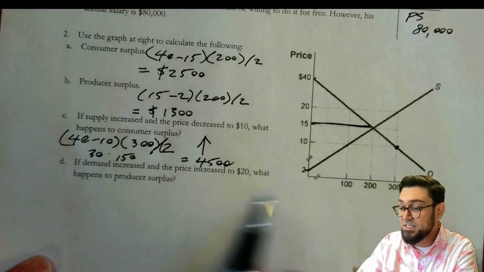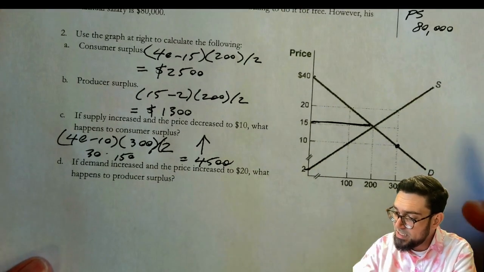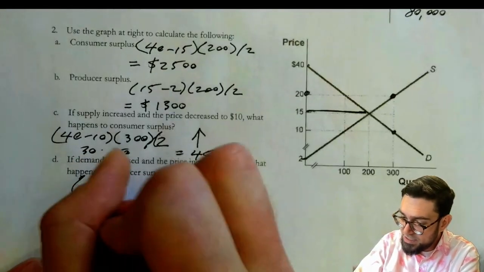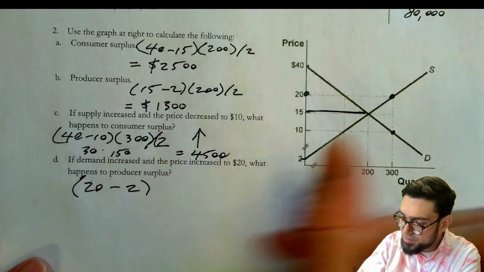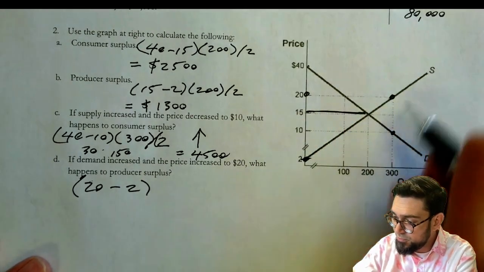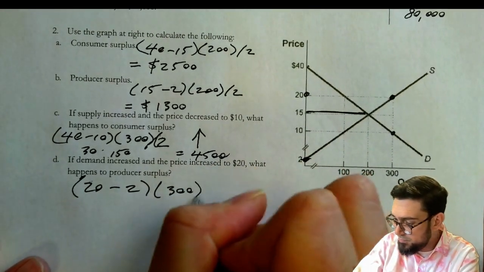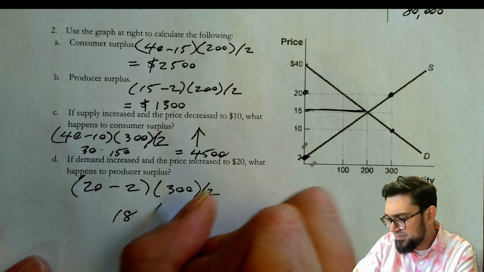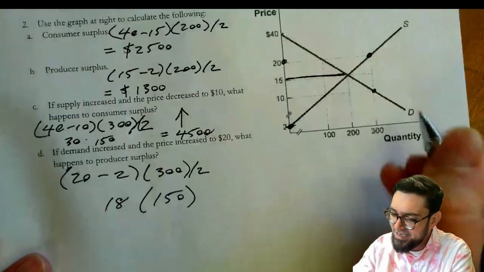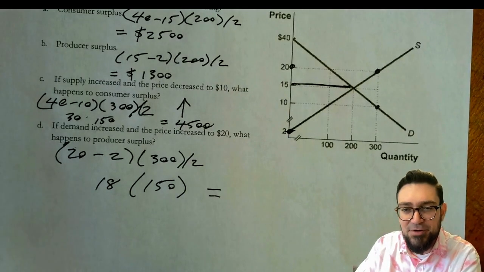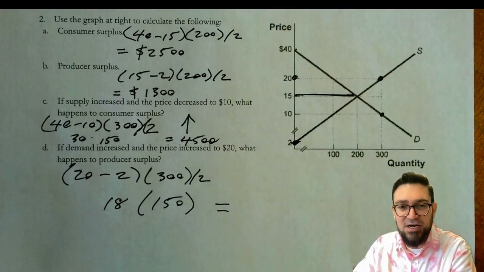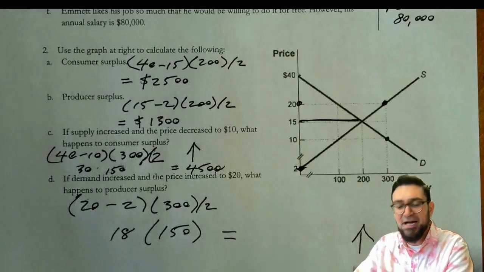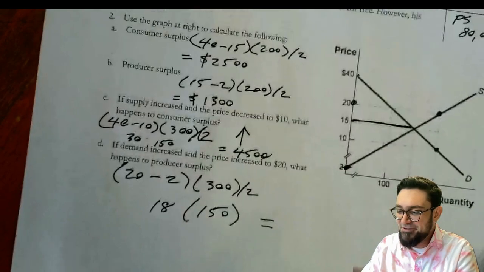If demand increased and price increased to 20, what would happen to producer surplus? And so we would say up here, right, down. So now we've got 20 minus 2, because we're still at the bottom down here. So it goes over, and then times 300 divided by 2. So that's 18. That's way harder. Times 150. I don't know. I'd have to pull out a calculator for that one, and I don't have mine on me. But 18 times 150 is equal to whatever that is. We know that it's going to increase it. So I'll just say that, and I'll allow you to figure that one out with your calculator.